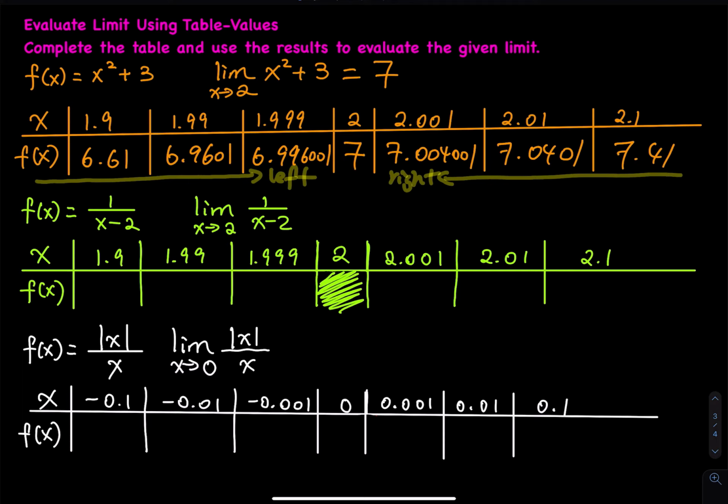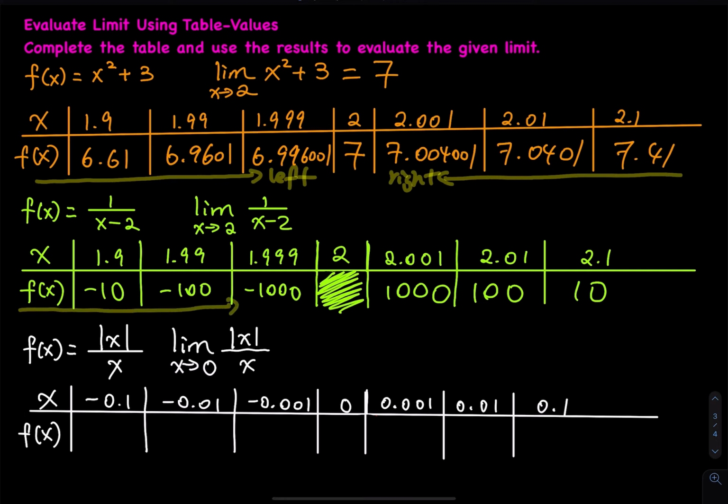we have y equals negative 10, and then 1.99 minus 2, 1 divided by the difference, you have negative 100, and then this is negative 1000. And then on the other side, when x is equal to 2.001, plug in, you have 1000, and then 100, and then a positive 10. So this time, x approaches 2 from the left, x approaches 2 from the right.